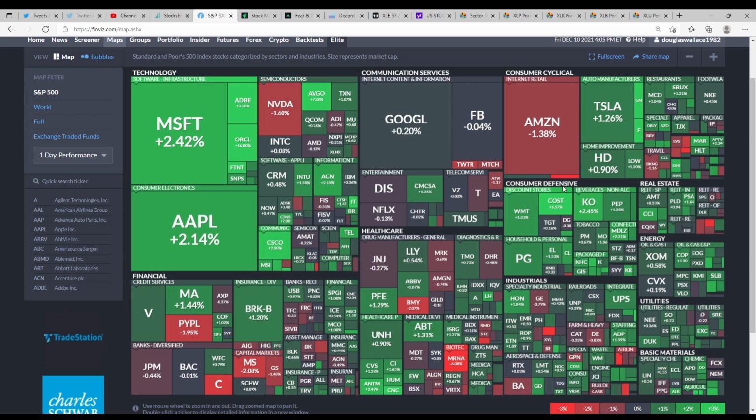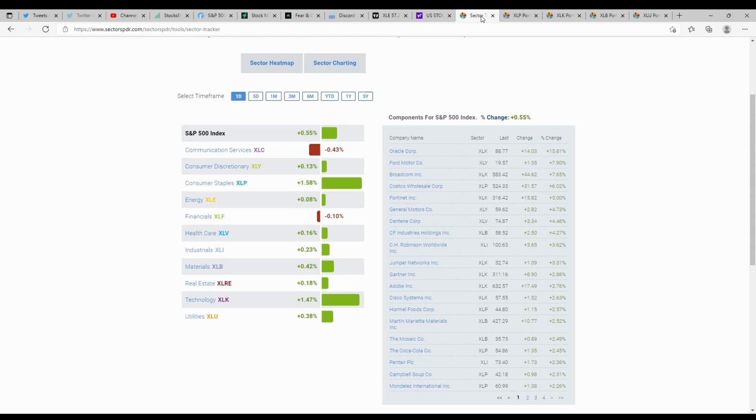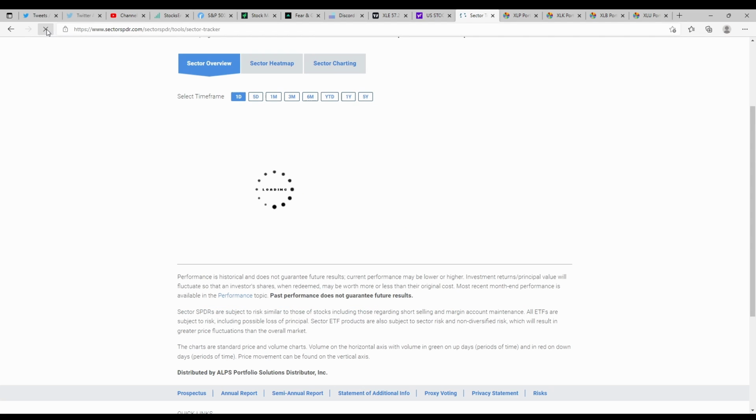Consumer defensive, Walmart, things like that are doing very well right now. Energy's doing better. We still have some that's trading a little bit sideways, but it's green, which is good. Financials not doing so hot, especially on the bank end. Healthcare again not doing so hot, but it does look like some of it's turning around, looking a little bit better. If we look at the individual sectors, let's refresh this, make sure we're getting the most up to date.